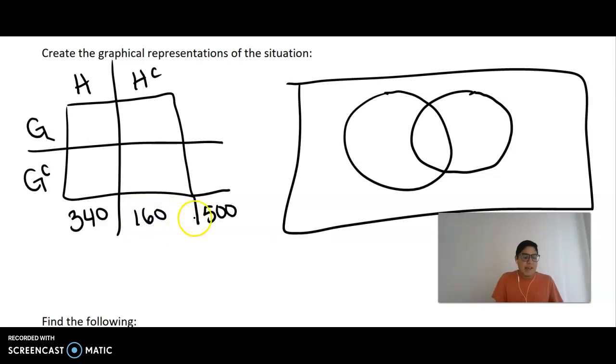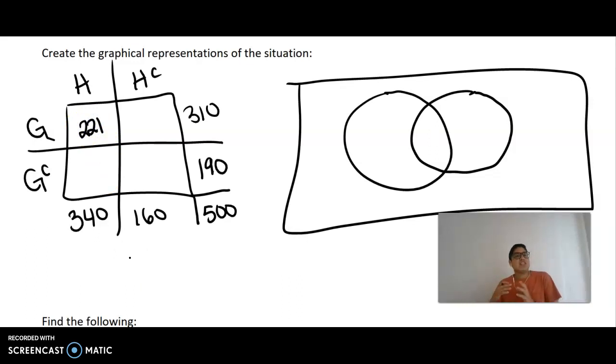I was also told that 310 are high school graduates, and 310 of the 500 means 190 of them are not high school graduates. And then lastly, those that are high school graduates and own a home is 221. So now you're thinking, well, how are you going to find those missing spaces? Well, I'm so glad you asked.